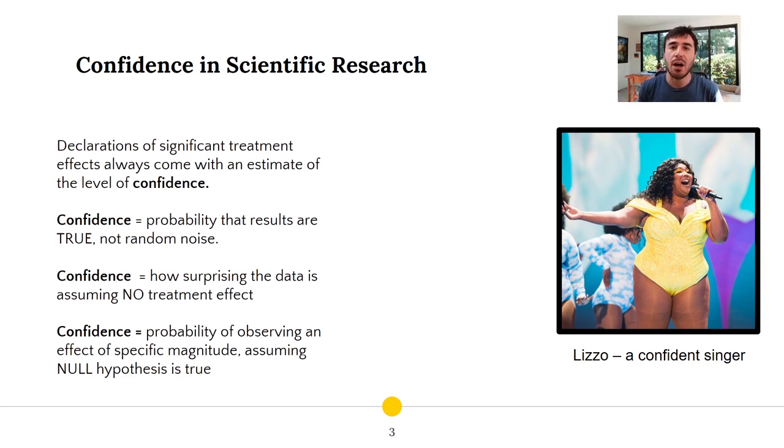Here's an example of a scientific context where we think about confidence. Let's say we're talking about that prolac dairy supplement, an example I gave in a previous lecture. So you give prolac to a bunch of dairy cows, you take another group of dairy cows, you don't give them prolac, and you measure their milk production. And you find that there's a significant increase in milk production in the cows you gave prolac to.